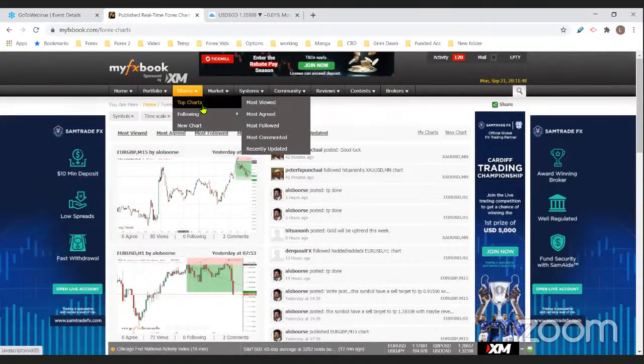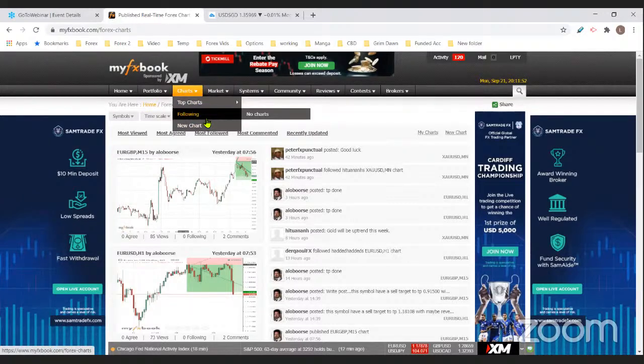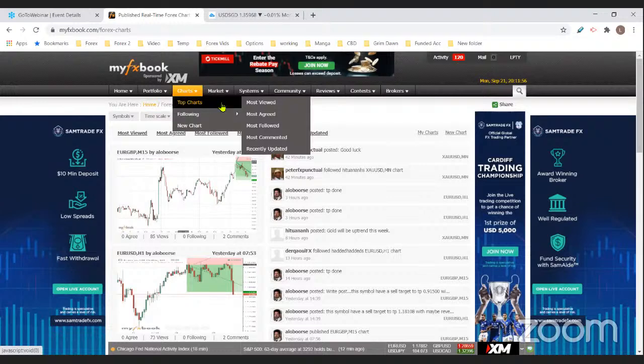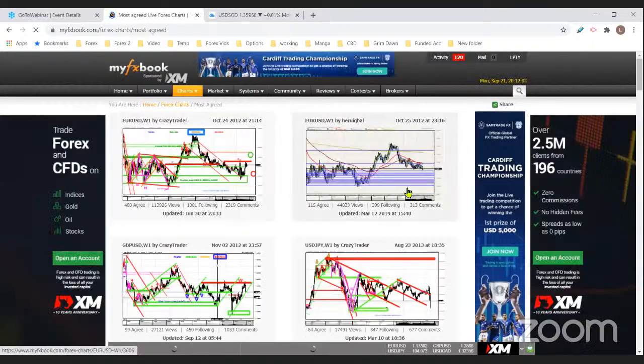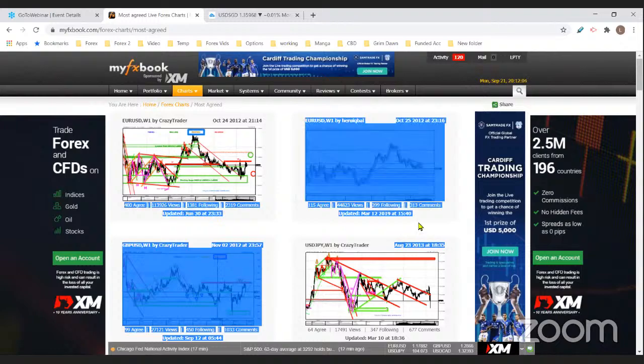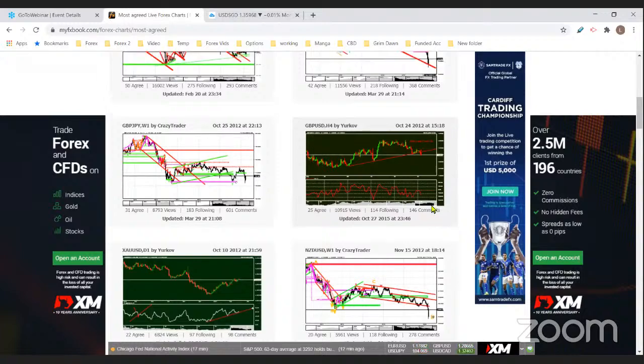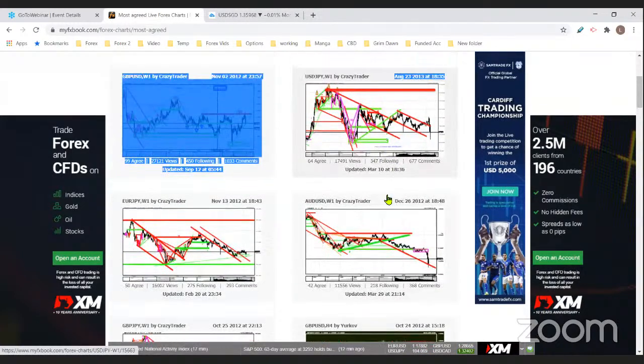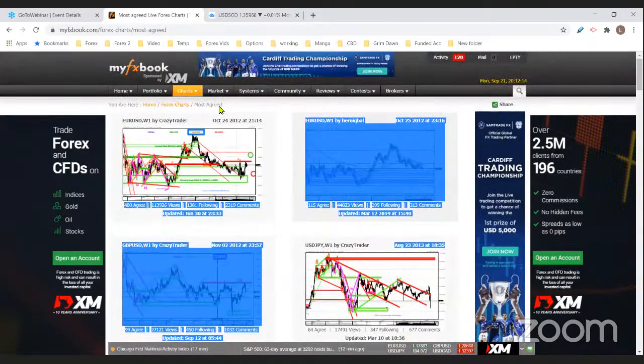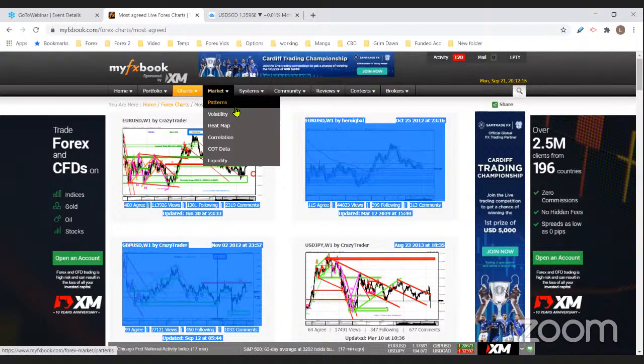You can look at what other people share for their charts. You can follow any other traders on it, or you can just look at the most agreed chart. Some are really messy. You might find somebody whose analysis suits you, and just follow that particular trader. So just click on a chart and look at it. It might give you some idea what to trade.